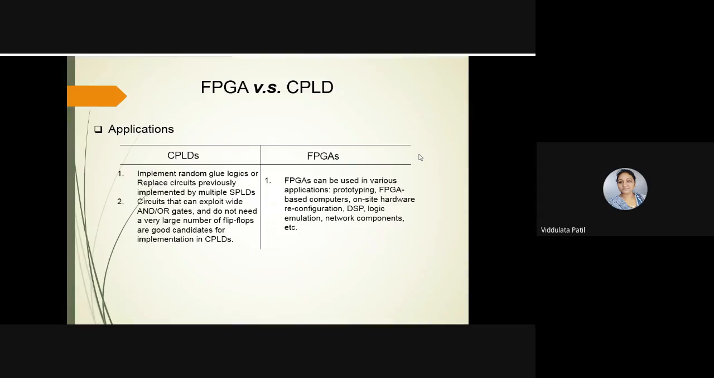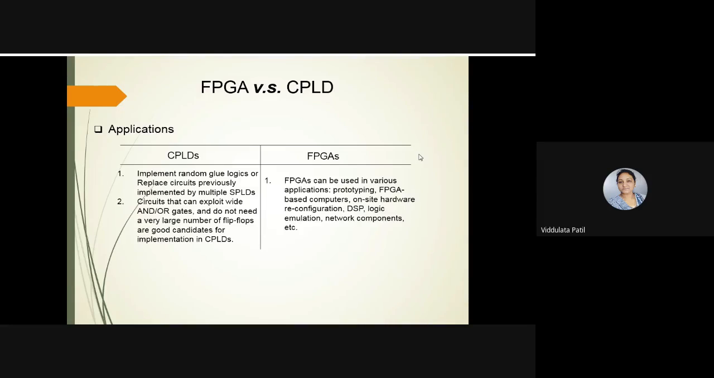Okay. So if we look at the applications of CPLD and FPGA, we can use CPLDs where we want certain glue logic to be implemented. Also, where we would otherwise use multiple SPLDs, for circuits that can exploit wide AND-OR gates and do not need a large number of flip flops, in that case also we can use CPLDs.